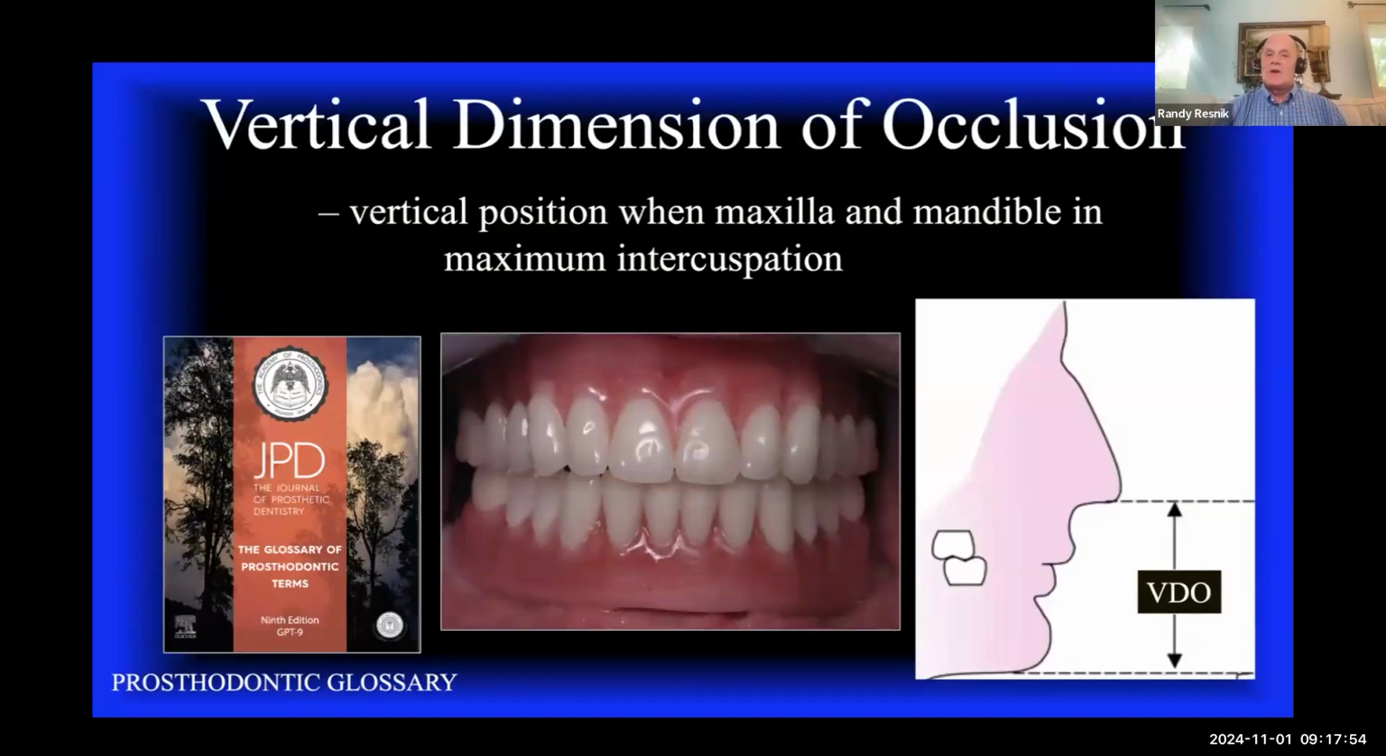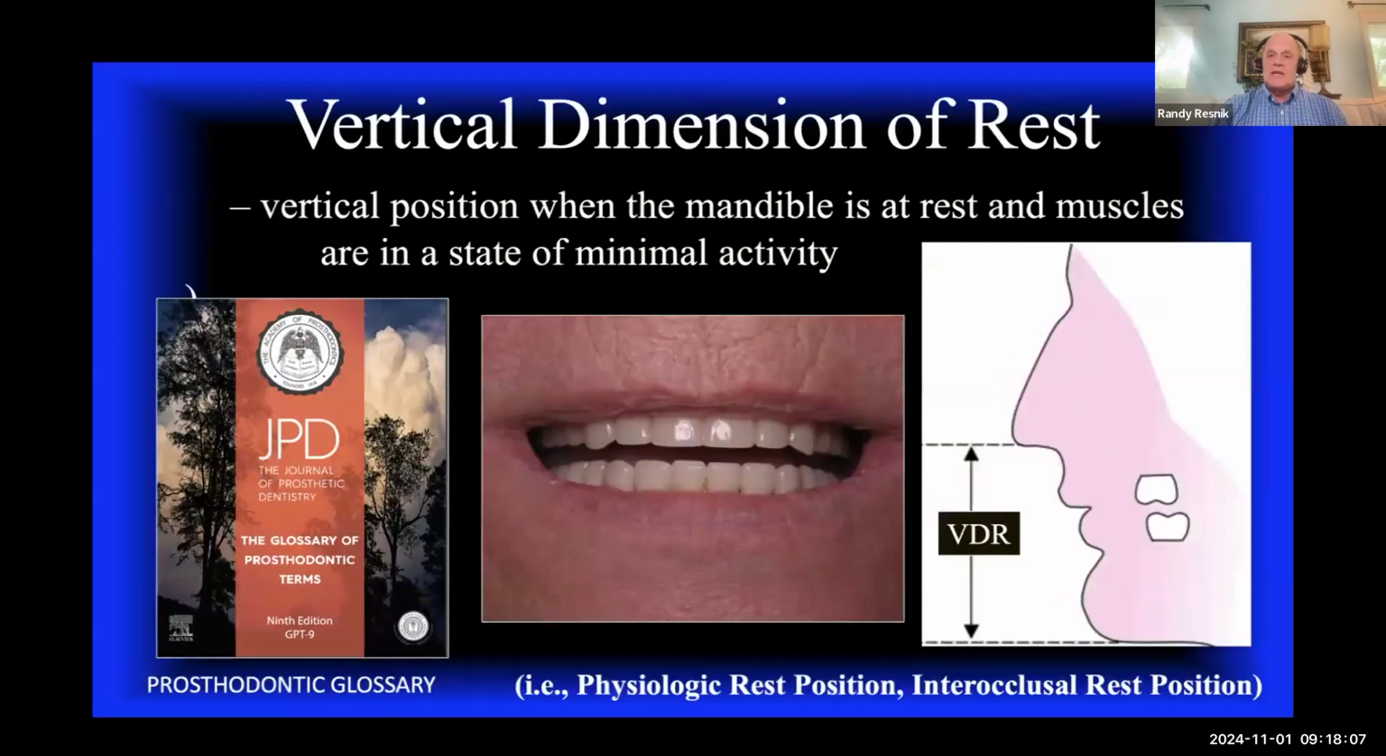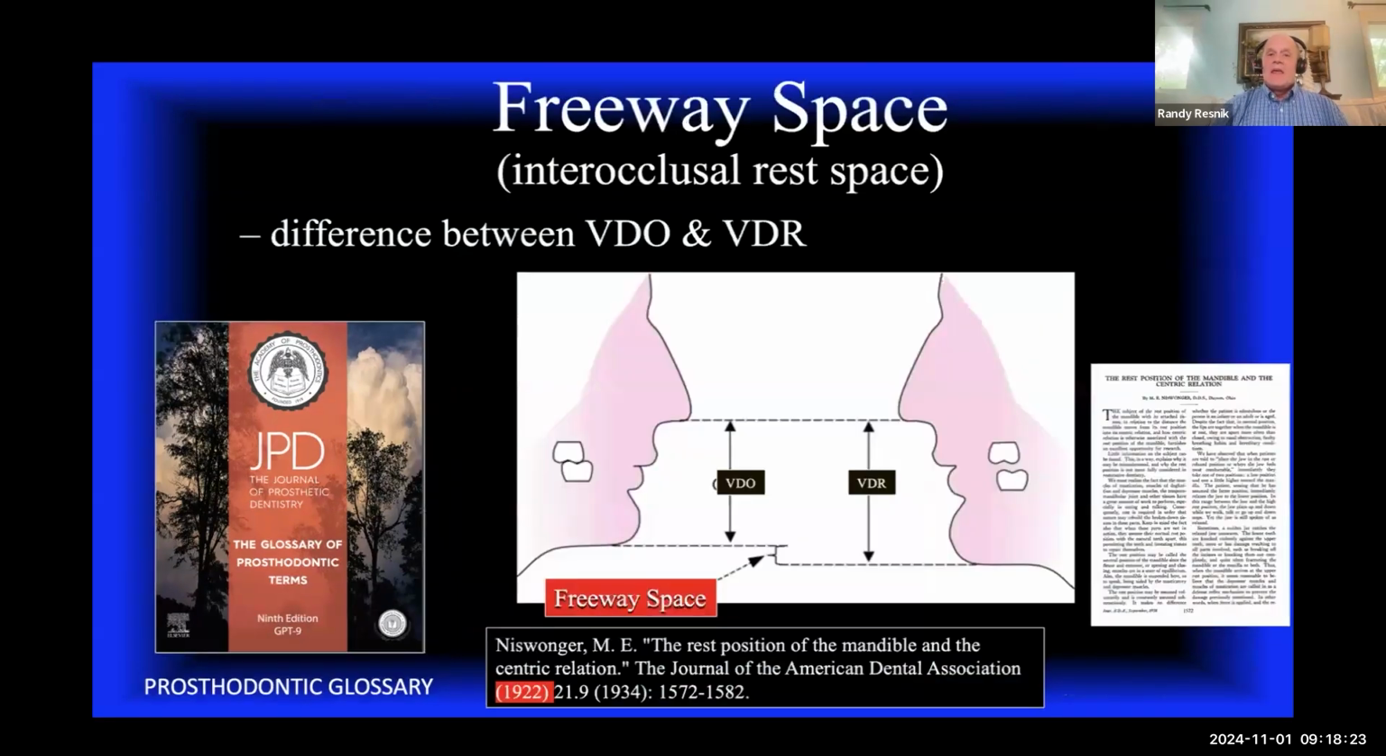However, we have vertical dimension of occlusion. We have this vertical dimension when the maxilla and the mandible are in maximum cuspation, basically centric. So that is vertical dimension of occlusion. Then we have the vertical dimension at rest, when the mandible is at rest and the muscles are at rest, and that is another type of vertical dimension. Some people call it the physiologic rest position. Other people call it the interocclusal rest position.